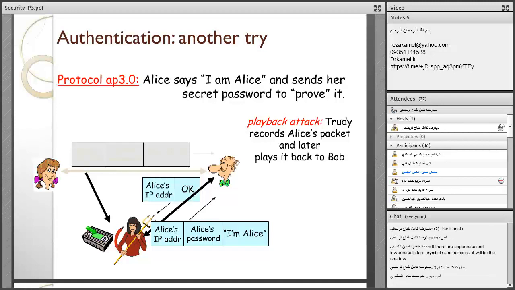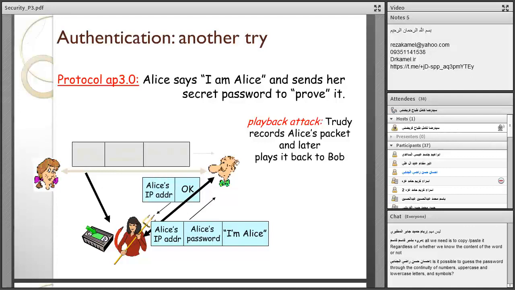Muhammad, if there are uppercase and lowercase letters, symbols and numbers, it will be the shadow. I didn't understand, Muhammad. So Marve, all we need is to copy and paste it regardless of whether we know the content of the word or not. Exactly. Thank you, Marve. Yes. And I appreciate it, Marve, if you can just rewrite it in Arabic. So to guess the password through the continuity of the numbers, uppercase and lowercase and symbols.